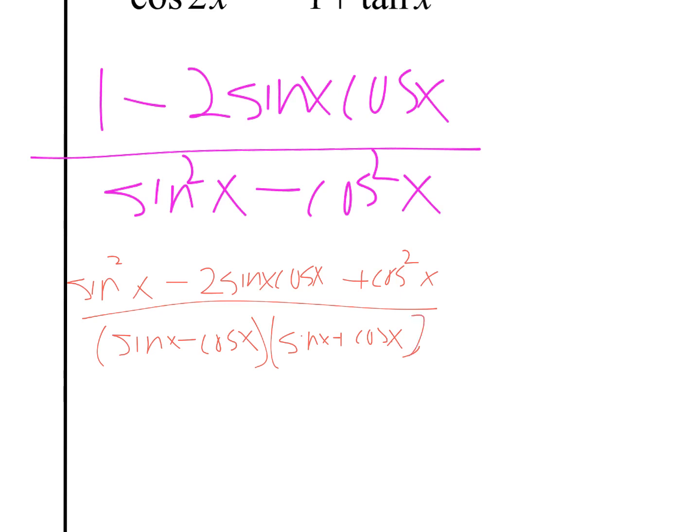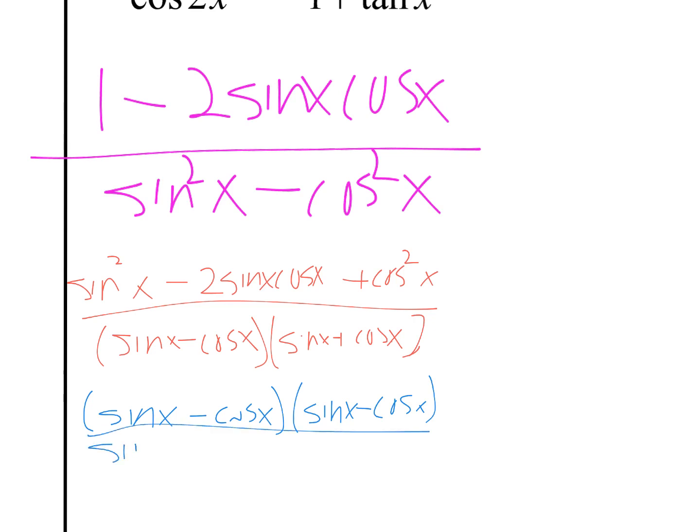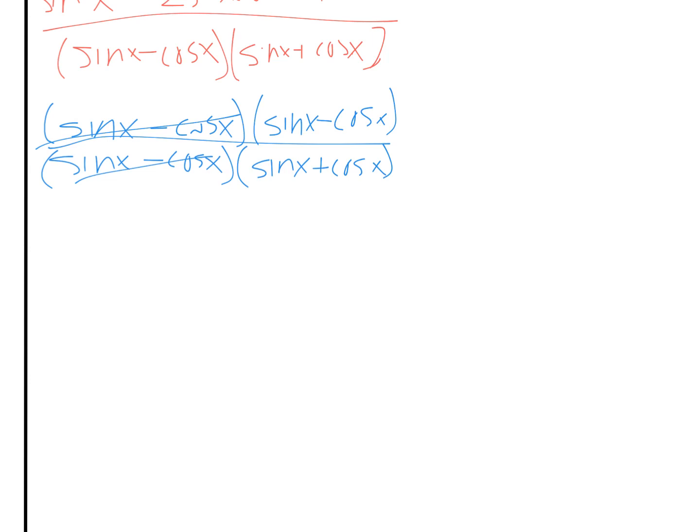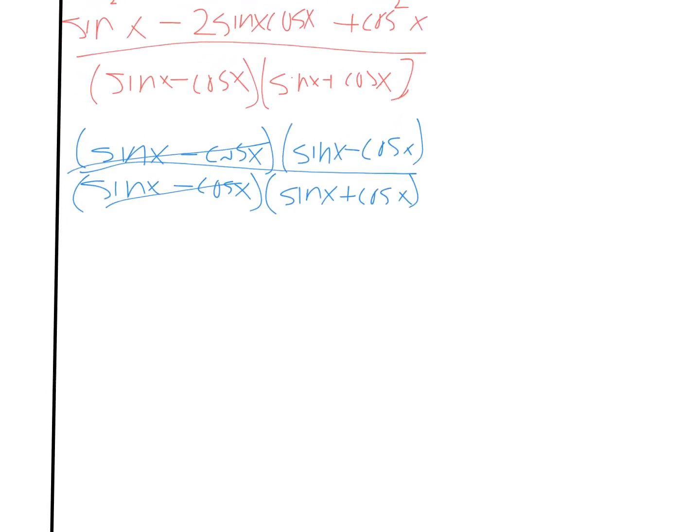And the top, if I look at that, I can factor that into sine x minus cosine x times sine x minus cosine x. Because if I multiply that out, that gives me sine squared minus 2 sine cosines, and then plus cosine squared. So over sine x minus cosine x and then sine x plus cosine x. Those go away, reduce to 1. And then I want tangent, right? What do I want? 1 minus tangent, 1 plus tangent.